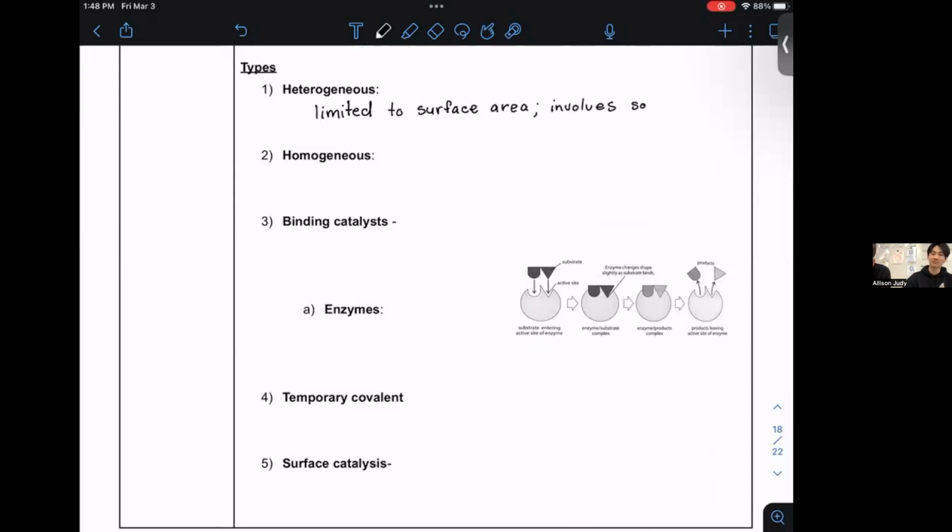Homogeneous catalysts are when the catalyst is the same phase as the reaction. Same phase of matter as reaction system. Catalyst is same phase of matter as reaction system.